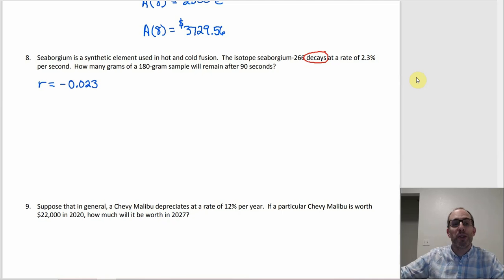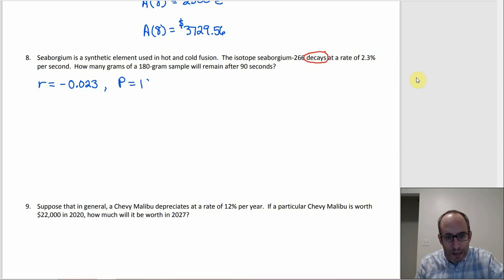That's the big thing with this problem, right? It's a decay. It's got to get smaller. So you've got to have that negative exponent. So you need the negative R. Then the initial amount, P is 180, right? 180 grams. And then after 90 seconds, that's our elapsed time. So we'll say T is 90.